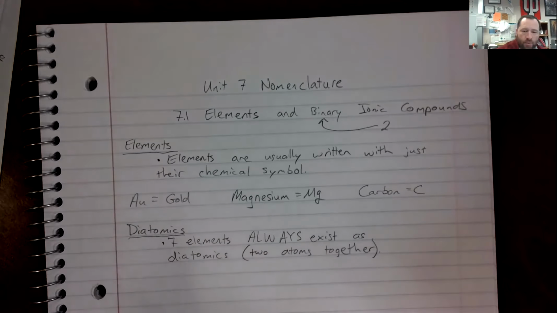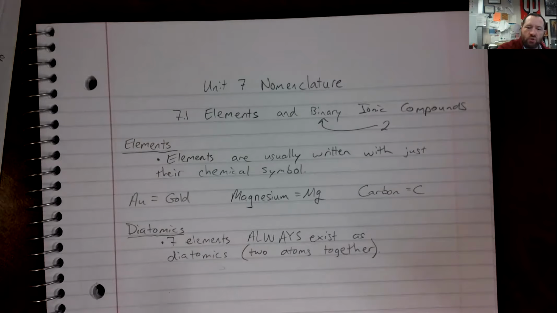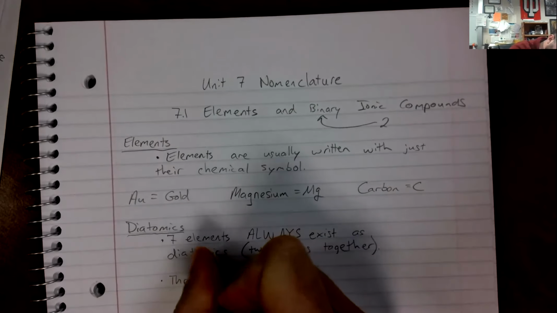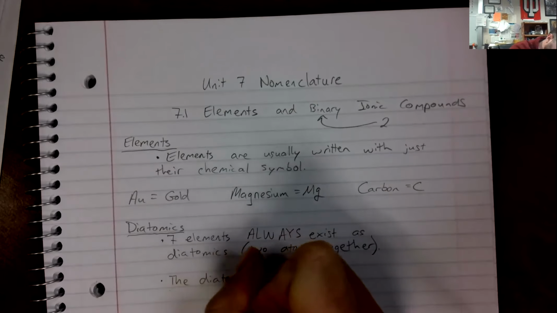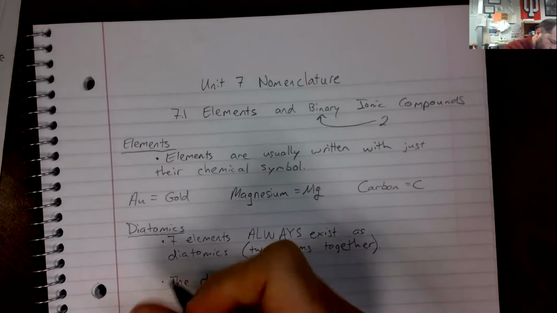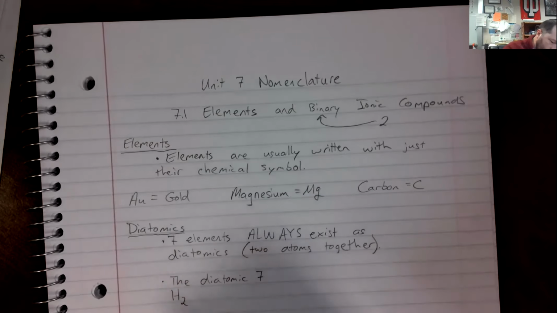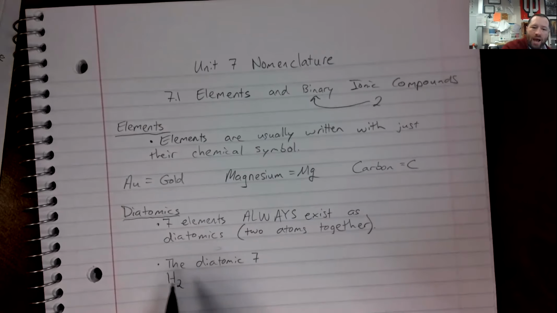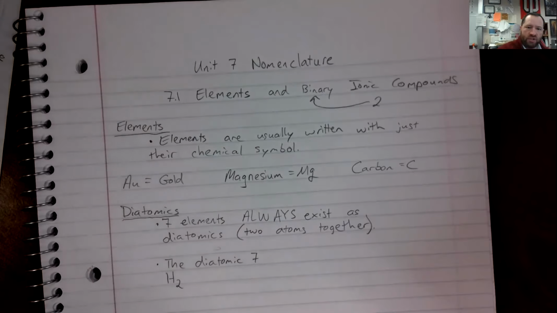So there are 7 elements that always exist as what we call diatomics. So di means two atoms that are always together. They're known as the diatomic 7. Very creative name. And they are H2. So again, you notice the 2 there. That's how we know it's a diatomic. 2 atoms of hydrogen always found together.